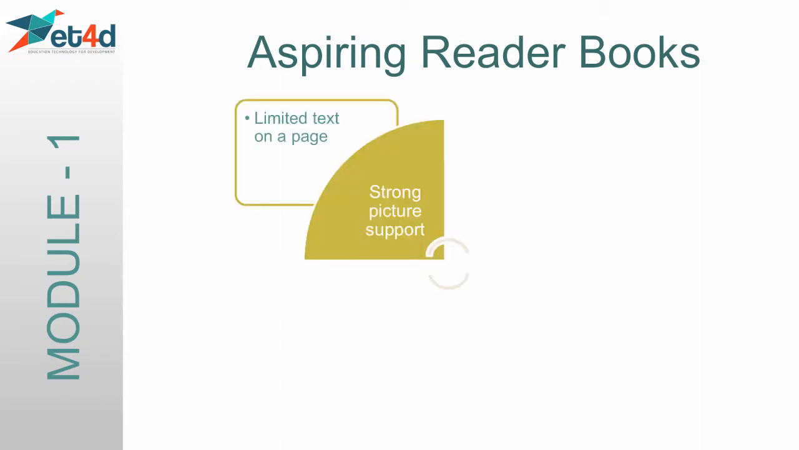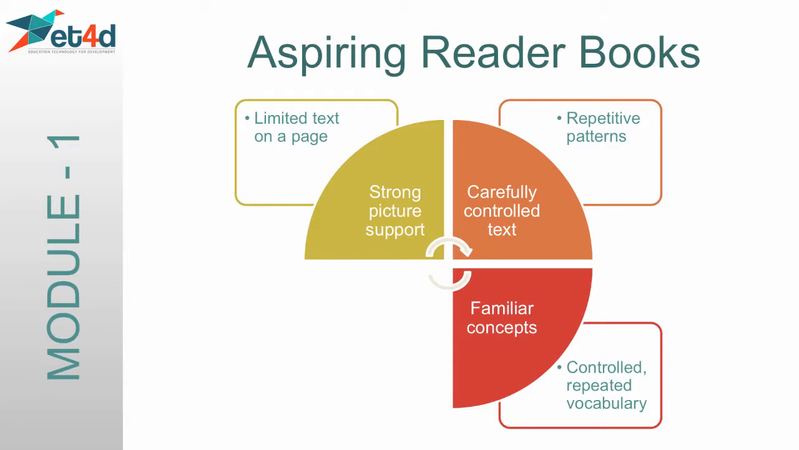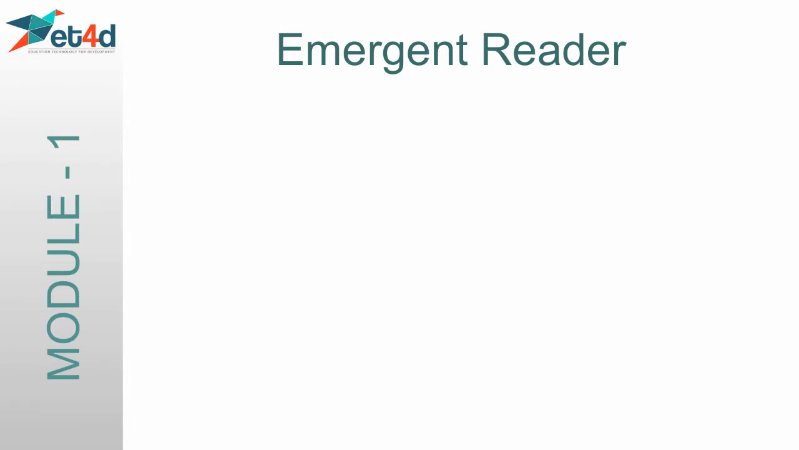Books at this level have strong picture support with limited text on a page, carefully controlled text with repetitive patterns, familiar concepts with controlled, repeated vocabulary, large print and wide letter spacing.